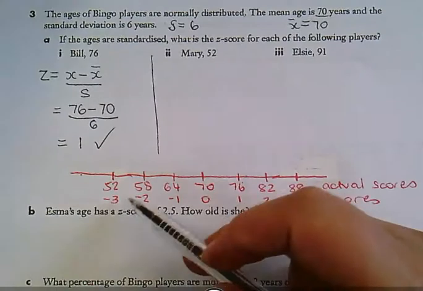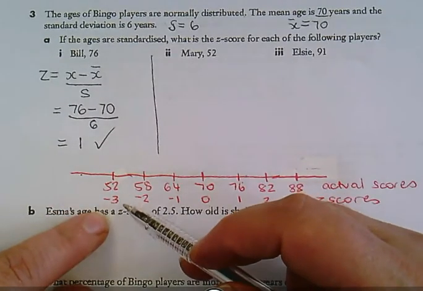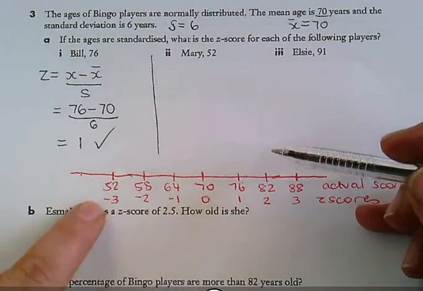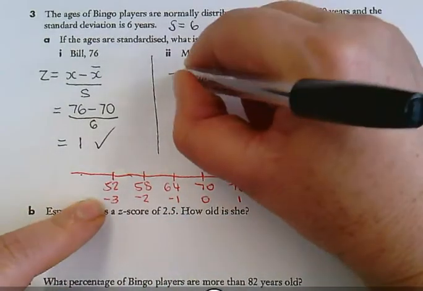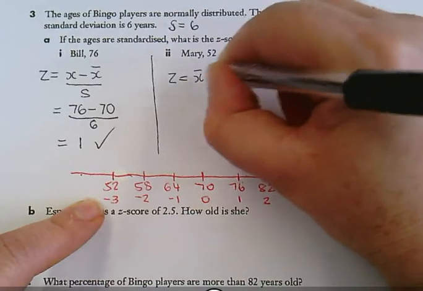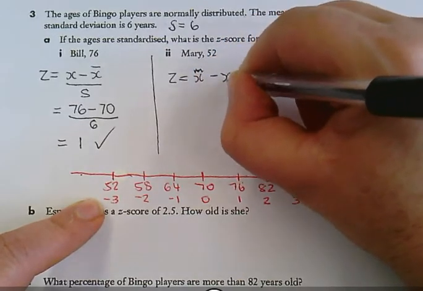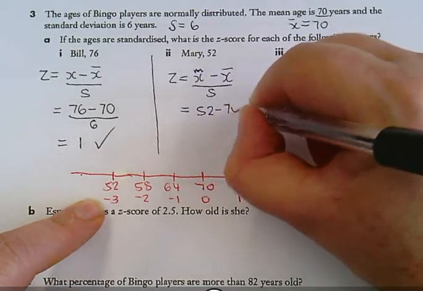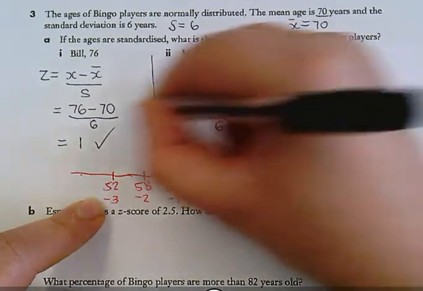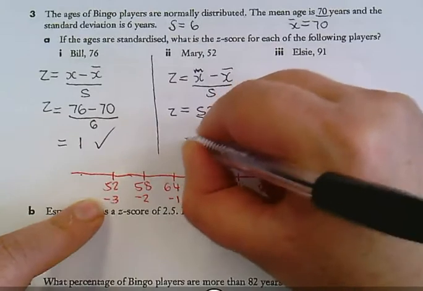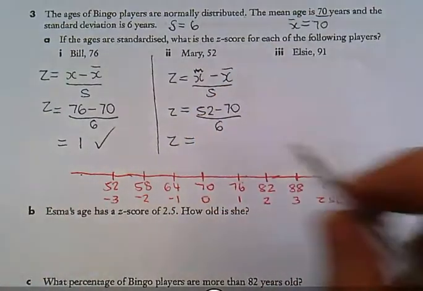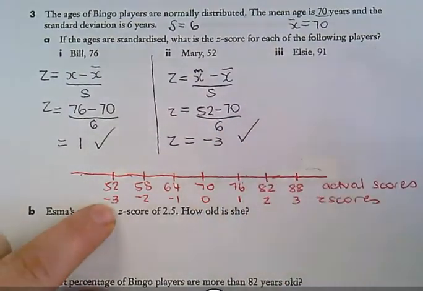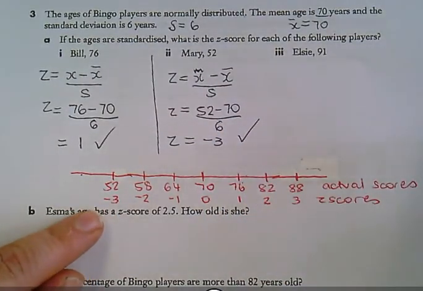Let's look at Mary at 52. You can tell me the answer already. What's Mary's Z-score? Look. Negative 3. Yeah. So let's use the formula. Z is X minus X bar over S. Mary's score is 52. Take away 70. That's her Z-score over S. So her Z-score is what? Isn't that negative 18 on 3? It's negative 3. That works. We can see it on the number line.